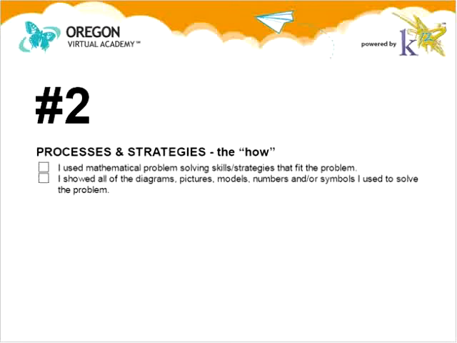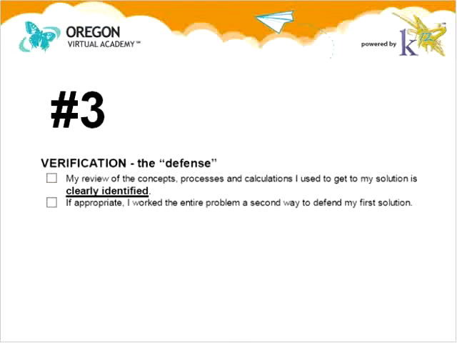The second section is the processes and strategies, or this is the how. The first checkbox is I used mathematical problem-solving skills or strategies that fit the problem. So you knew if it was addition or subtraction or multiplication, you knew what you needed to do to get the answer. And then I showed all the diagrams, pictures, models, numbers, and/or symbols to solve the problem.